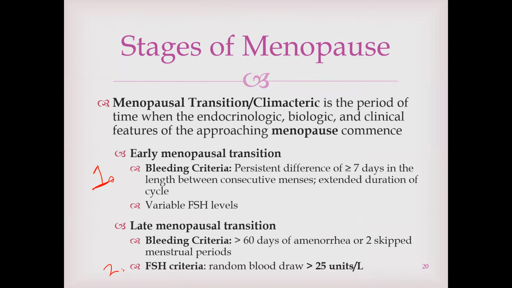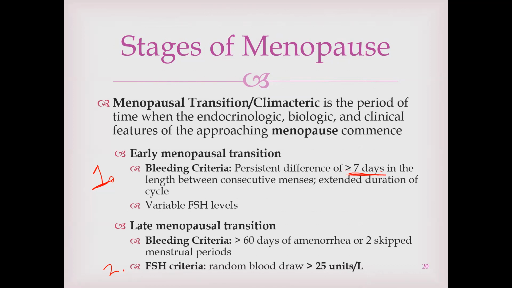Instead of menses being their routine cyclic frequency, they get extended 7 days beyond what they're normally transitioning. So let's say that an average female has a menses every 28 days. And as she starts to have menses maybe every 35 days, 37 days, 40 days, that would be 7 days beyond her normal cycle. And so the longer time between cycles is diagnostic of this early transition period.